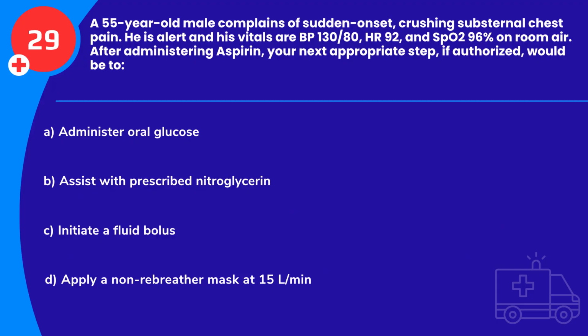Question 29. A 55-year-old male complains of sudden onset, crushing substernal chest pain. He is alert, and his vitals are BP 130/80, HR 92, and SpO2 96% on room air. After administering aspirin, your next appropriate step, if authorized, would be to: A. Administer oral glucose. B. Assist with prescribed nitroglycerin. C. Initiate a fluid bolus. D. Apply a non-rebreather mask at 15 liters per minute.